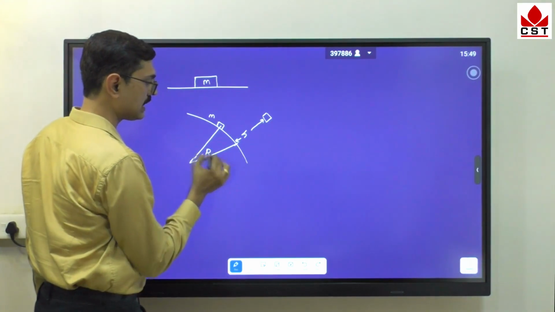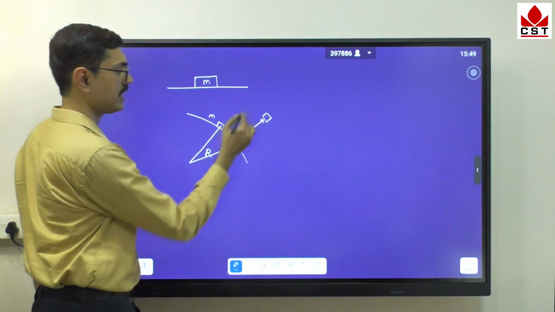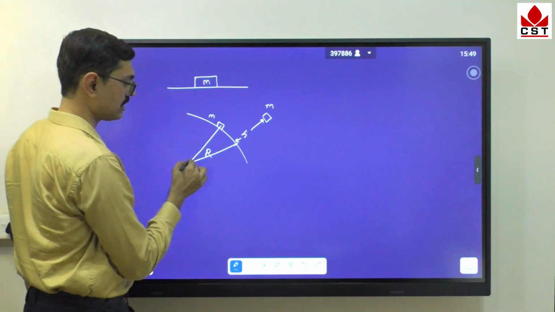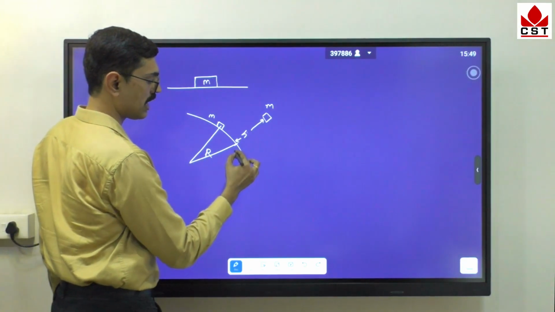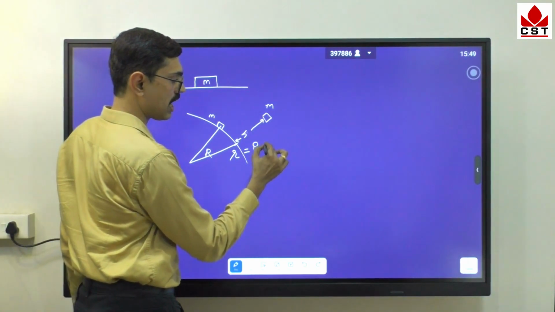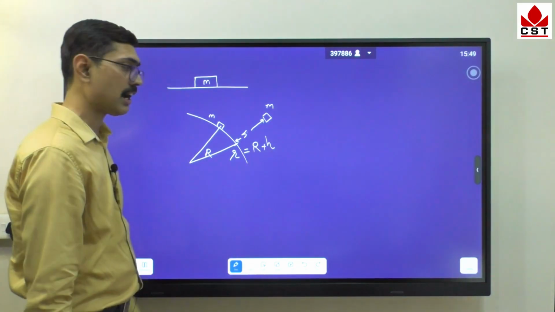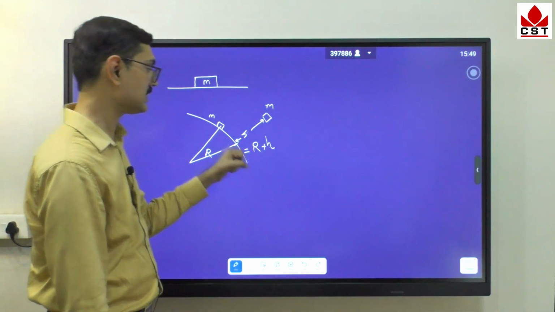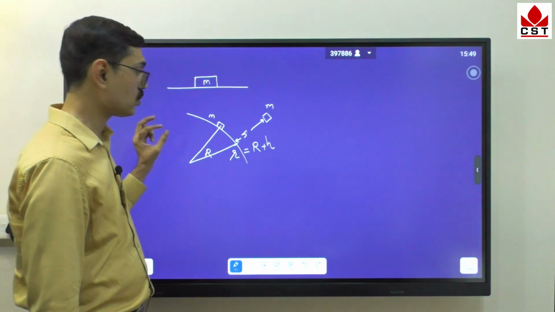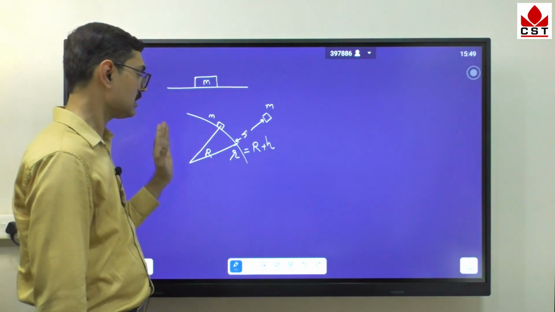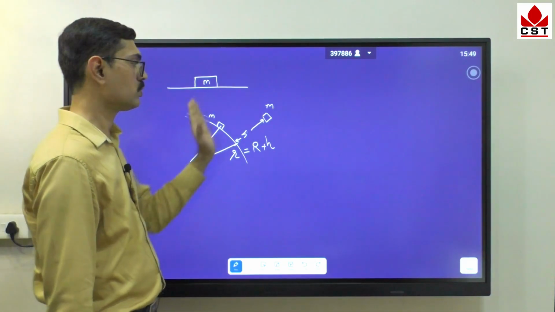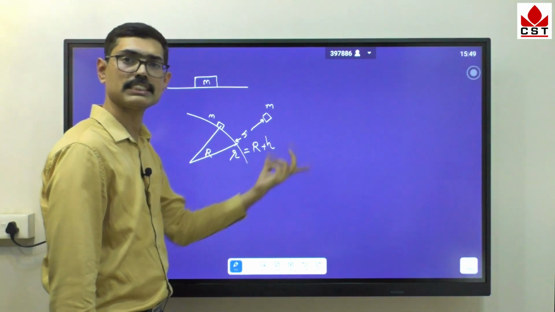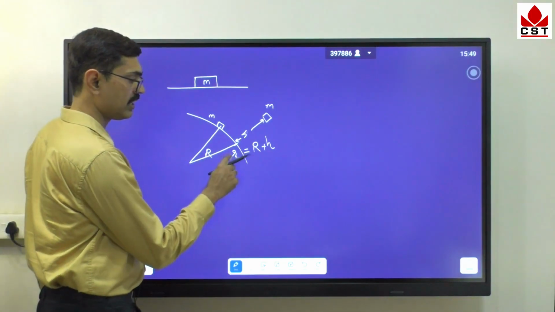So r is the radius and h is the height. Therefore, the total distance between the earth and the mass is now r equal to capital R plus h. Capital R is used as the radius of the earth, and small r is used as the total distance between the center of the earth to the mass, or the center of the second object.